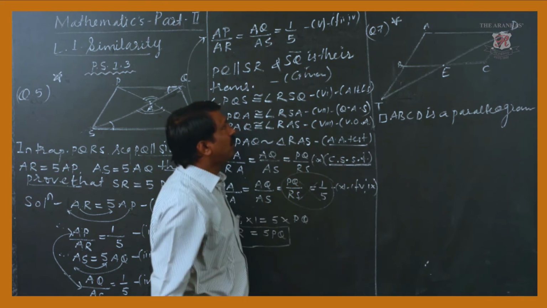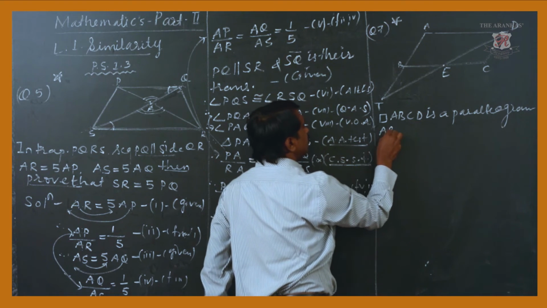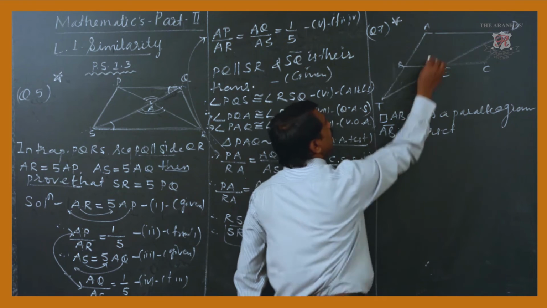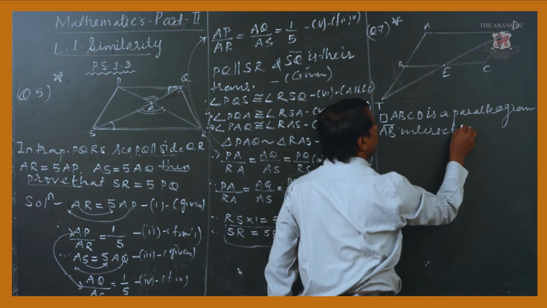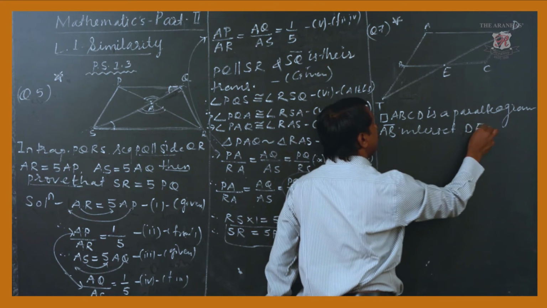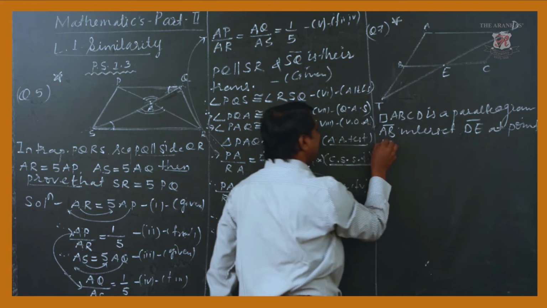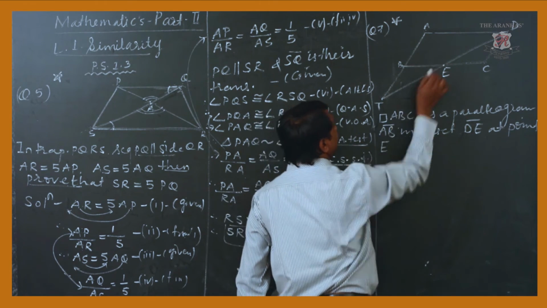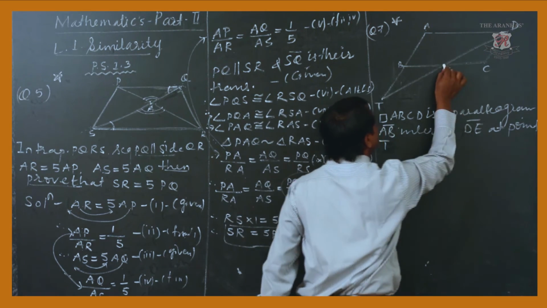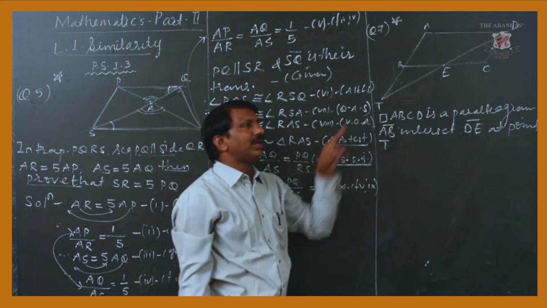Parallelogram. And what has happened? Segment AB intersects segment DE at point E. See, it is already given by them. At point T, this is the DE segment. It is also extended and it is intersecting the segment AB at point T.